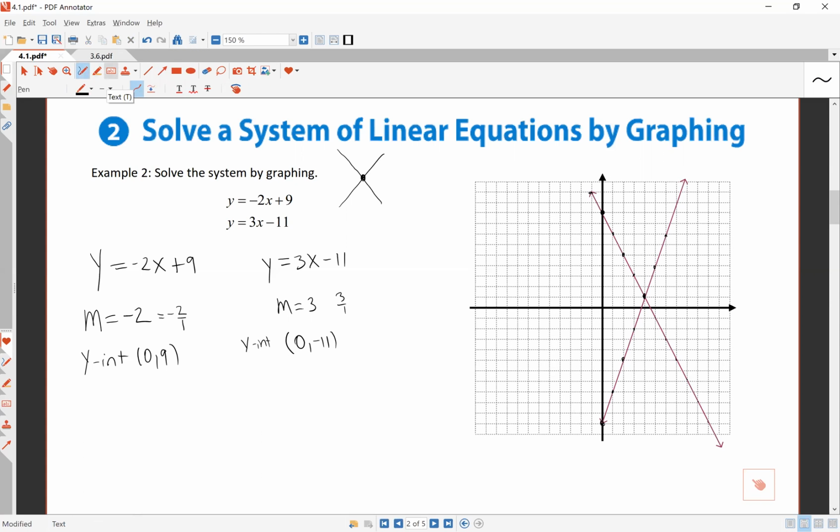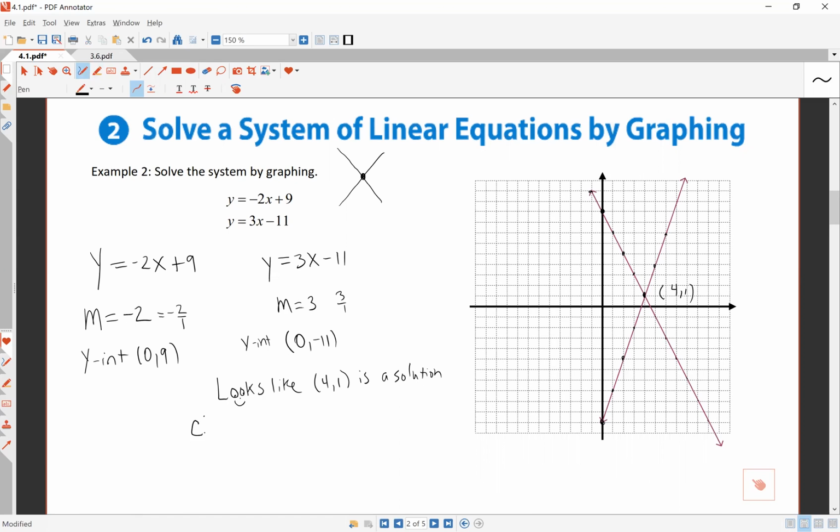So at this point, I say it looks like the point 4, 1 is a solution. And I put eyes on there because it kind of looks like it right now. So we should check. We should always check these because you can always make sure that it's right. And if it doesn't work out, then it's obviously wrong and we can fix it.